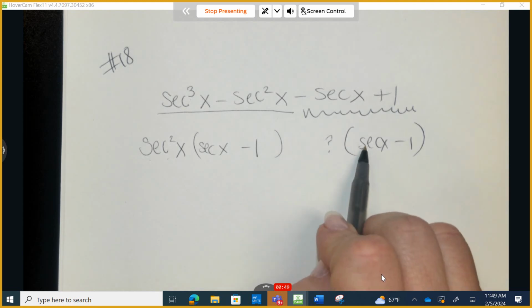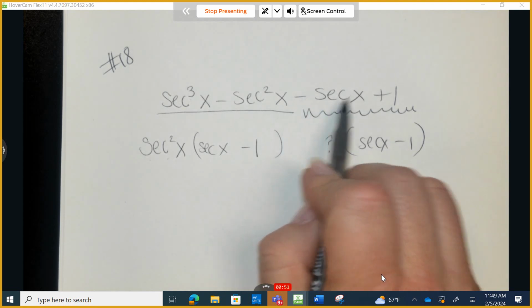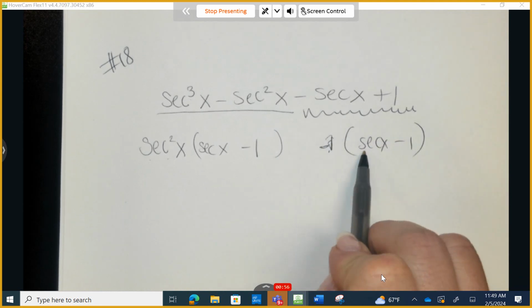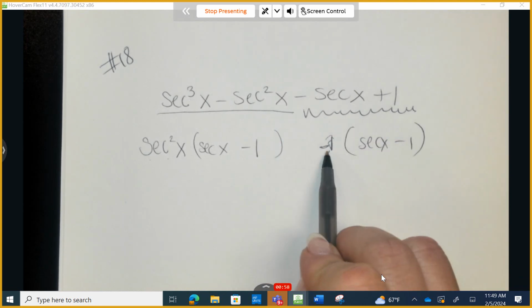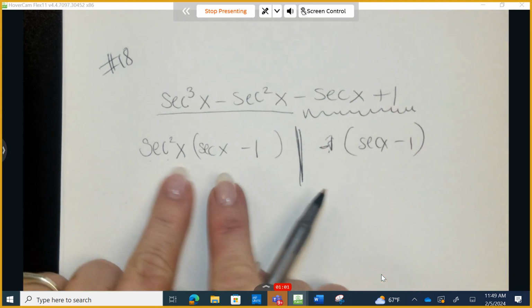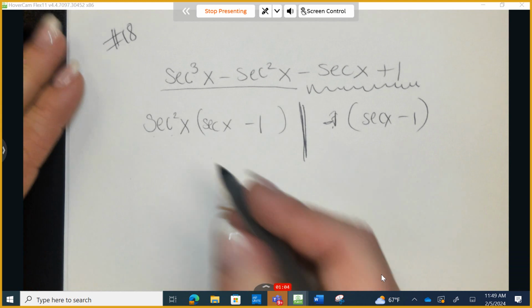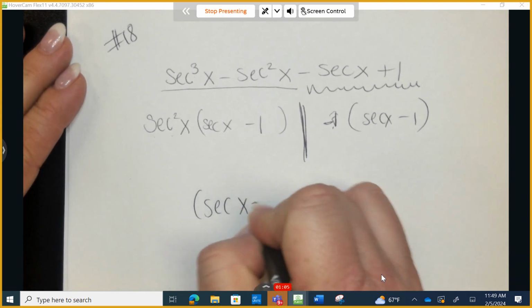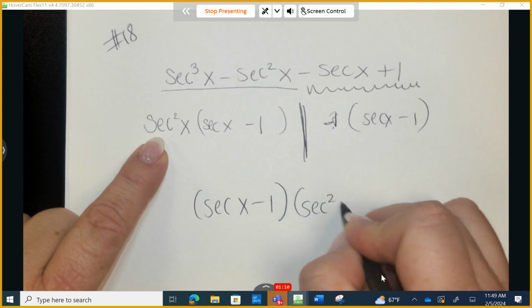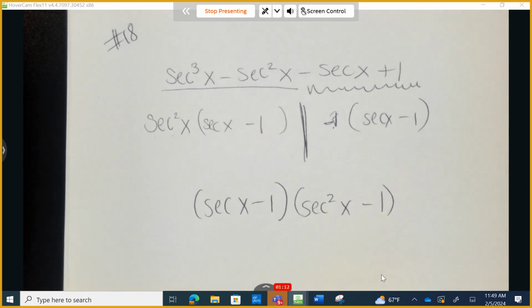What times secant of x gives us a negative of secant of x? Okay, let's check and see if this works. Negative 1 times secant of x, that works. Negative 1 times negative 1, that works. Okay, so what do I do now? I have a front and a back. They both contain secant x minus 1. In front of the first part is secant squared x. In front of the back part is a negative 1.